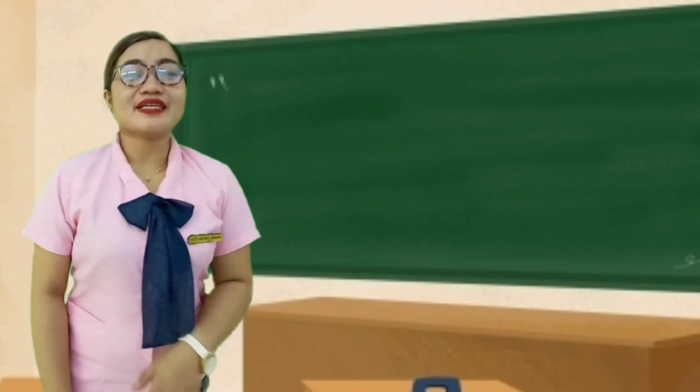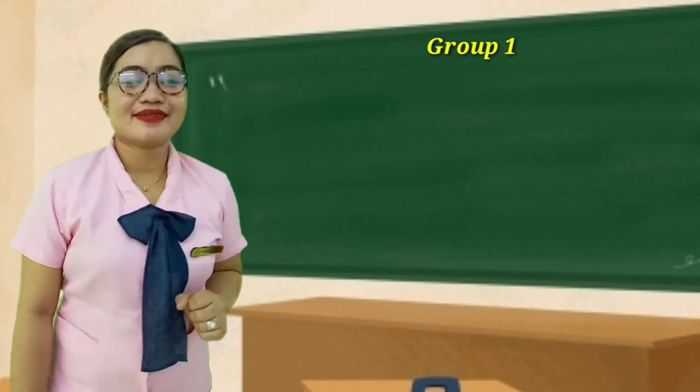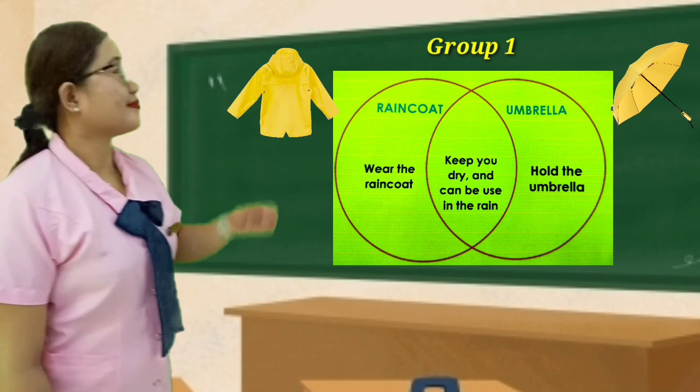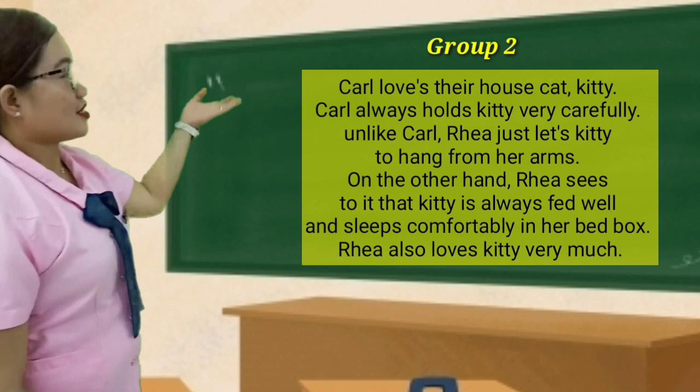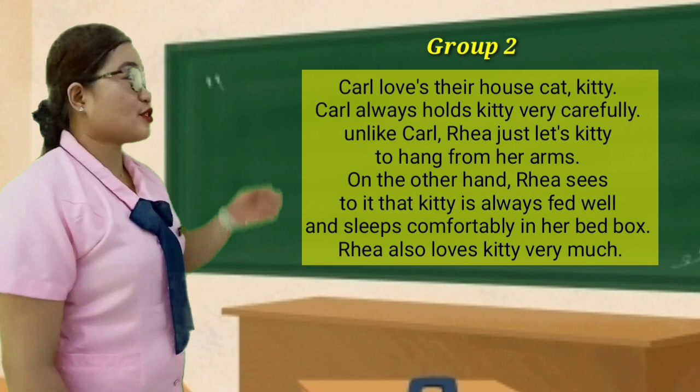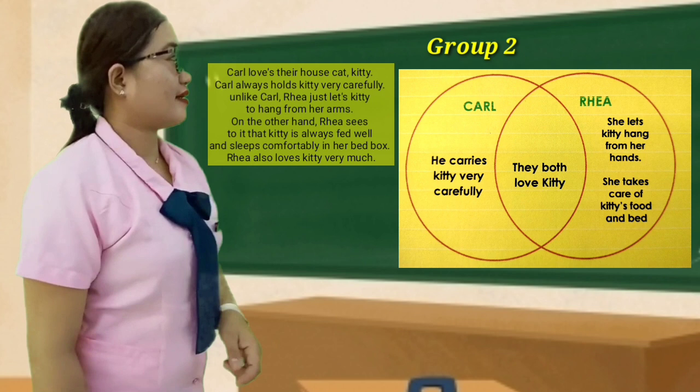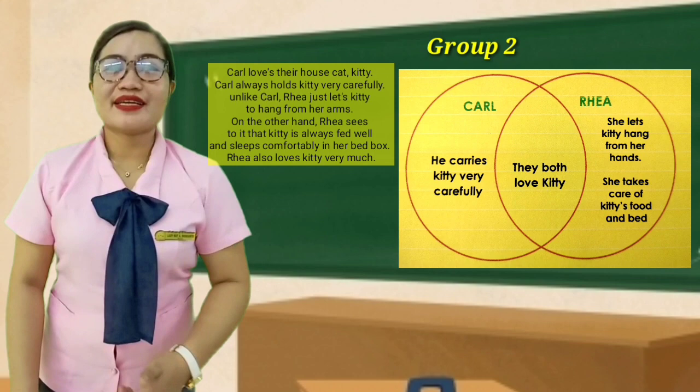Very good. Are you done? Let's check if your activity is correct. For group one, the comparison and contrast of umbrella and raincoat. Great job! For group two, let's check the comparison and contrast of the characters of the story. Great job! Everyone got the correct answer. Let's give ourselves a round of applause.